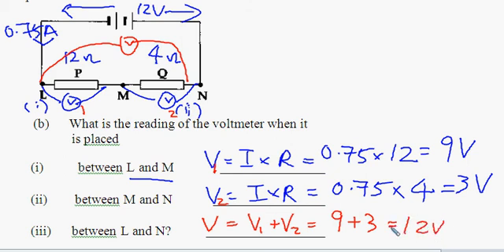If your observation is good, you notice that actually this between L and N is just the EMF of the battery. So it's also equal to my EMF. So this is my answer for part B.